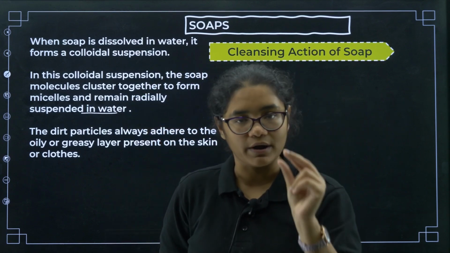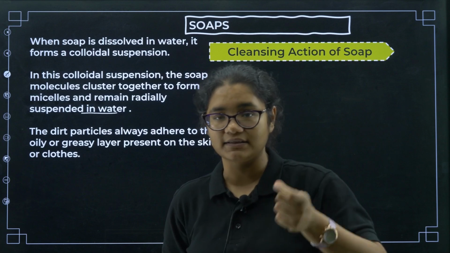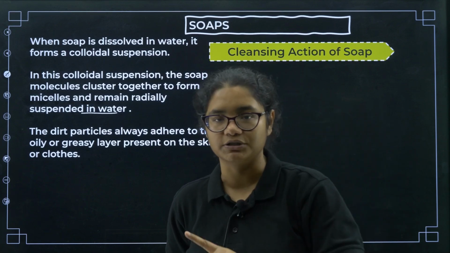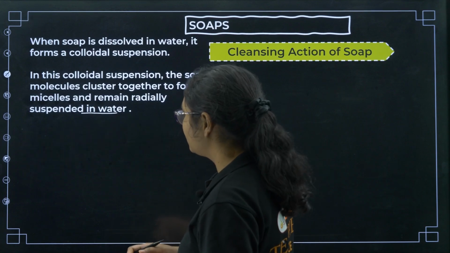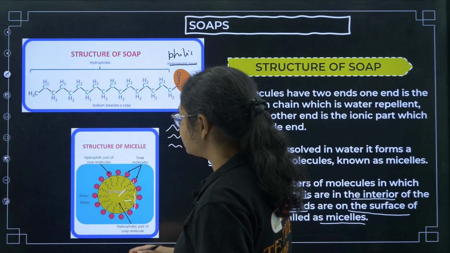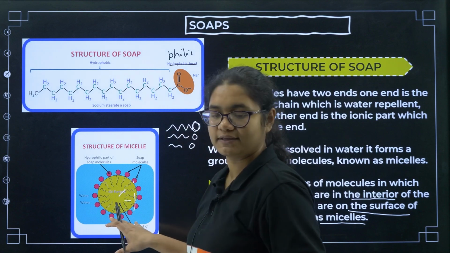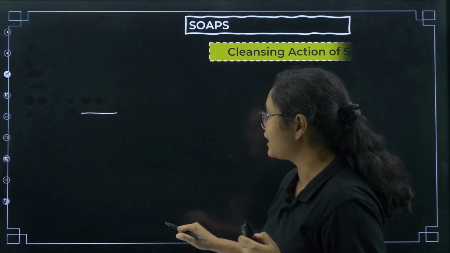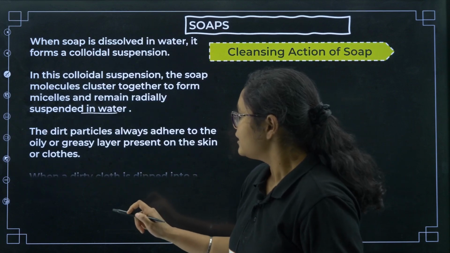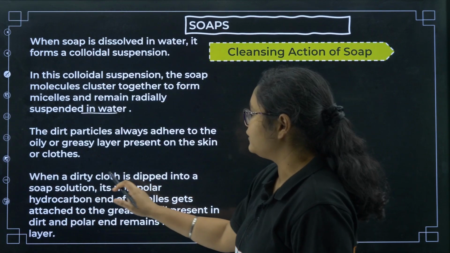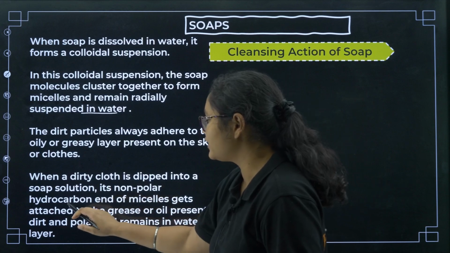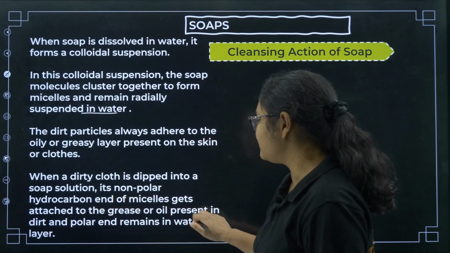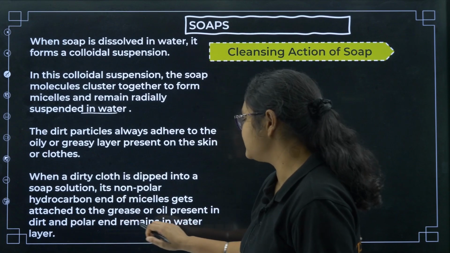So what will happen? The oil or the dirt particle which is present in the cloth will be attracted towards the hydrophobic part of the micelle. Which one was the hydrophobic part? One second, this part. This yellow circle you can see, right? So this oil or dirt will be attracted towards this part. Next, when a dirty cloth is dipped into the soap solution, the non-polar hydrocarbon end of the micelle gets attached to the grease or oil present in the dirt, and the polar end remains towards the water.